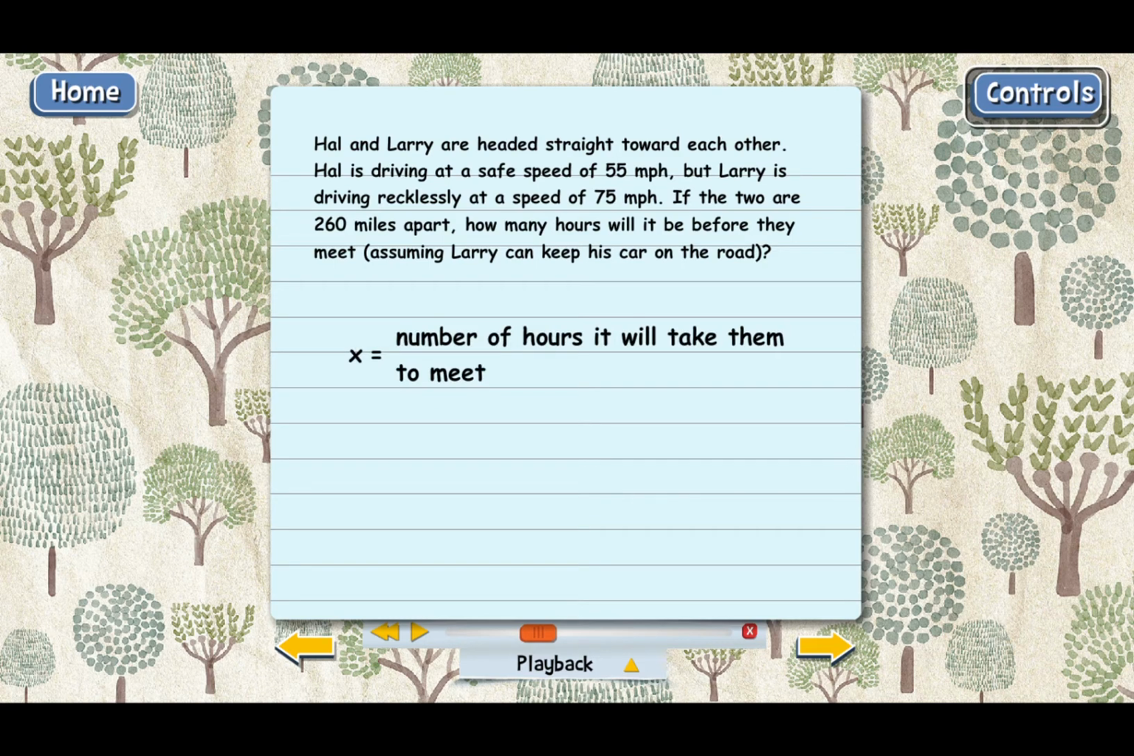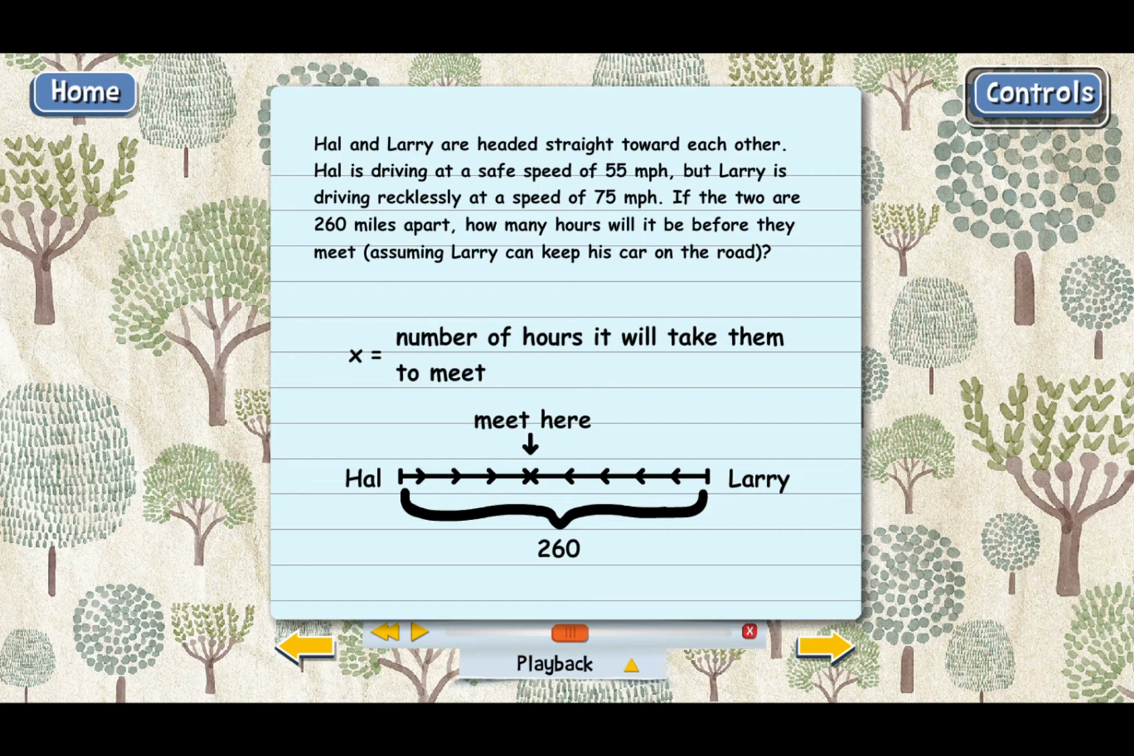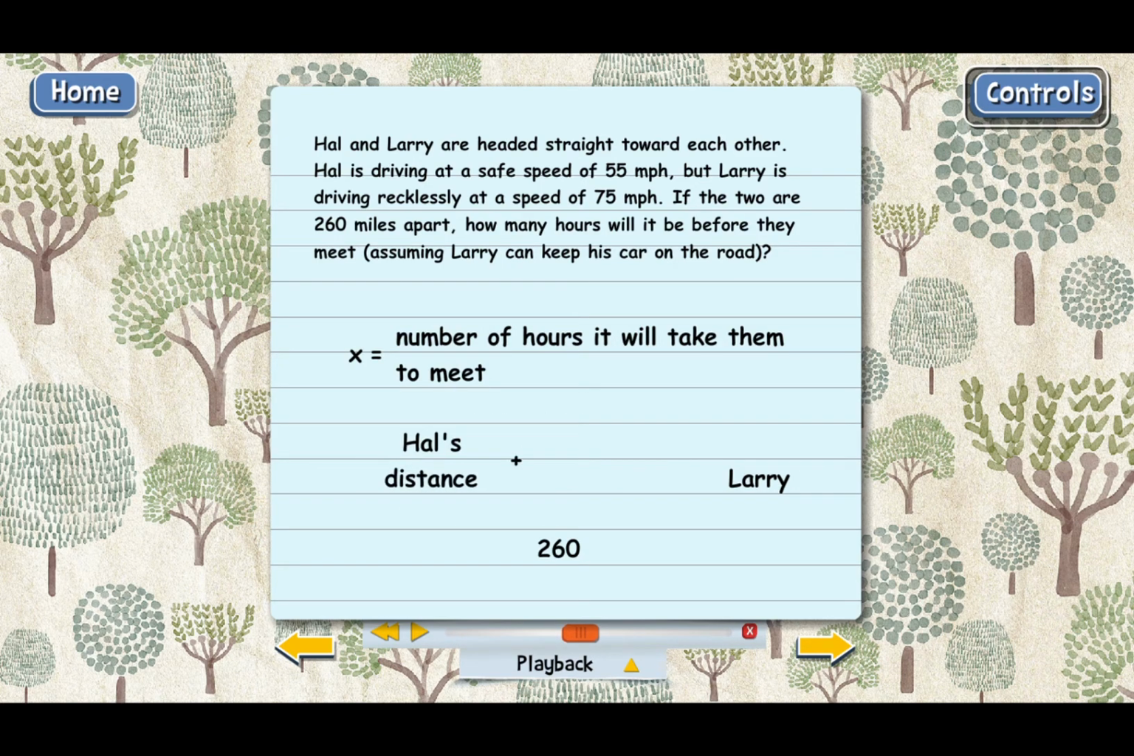Now, we know that Hal and Larry are going to meet somewhere between where they start out. But it won't be in the middle because Larry's going faster than Hal. It's going to be somewhere over to the left, about right here, because Larry's going to go farther than Hal will. We don't know how far each one of them will go, but we do know this. The total distance that both of the guys will travel has to equal 260 miles. And that's because they started out 260 miles apart. And that's the key piece of information we need to set up the equation. What we need to do is add Hal's distance to Larry's distance, and then that total has to equal 260. This is the way the equation needs to be set up.